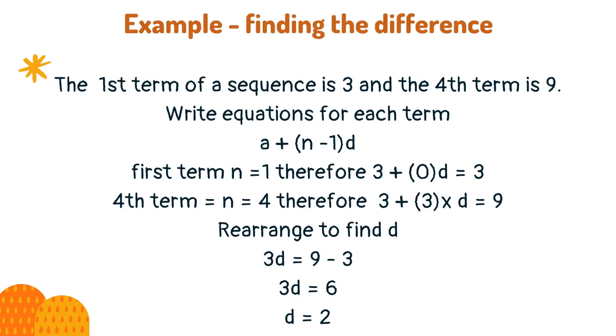For example, the first term of a sequence is 3 and the fourth term is 9. Write equations for each term. a plus n minus 1 times d. For the first term n is 1, therefore 3 plus 0 times d equals 3. For the fourth term n is 4, therefore 3 plus 4 minus 1 times d equals 9. Rearrange to find d. 3d equals 9 minus 3. 3d equals 6. d equals 2.